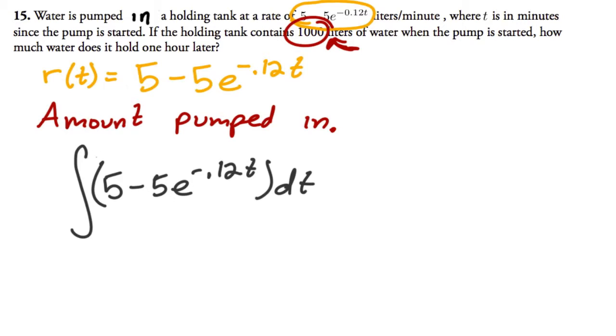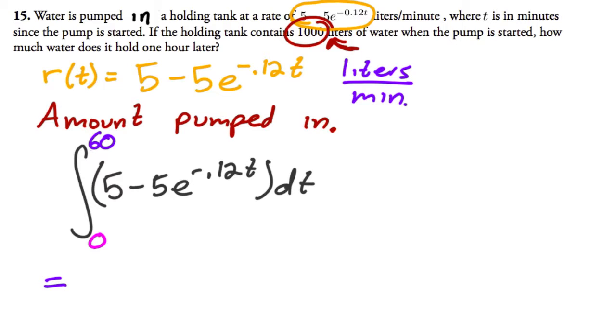Now here, this is really important that you do not go from 0 to 1, because you have to make sure that you know what the units are. The units for the rate are liters per minute. That means that these t's represent minutes, so the limits of integration also have to be in minutes. Since it's 1 hour later, that would have to be 60 minutes.